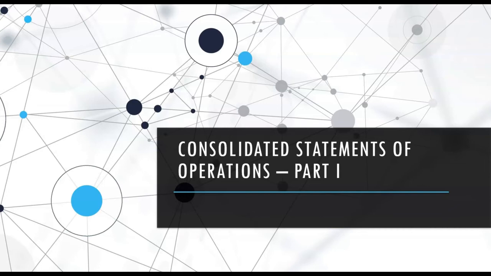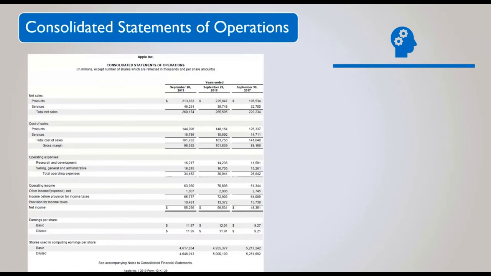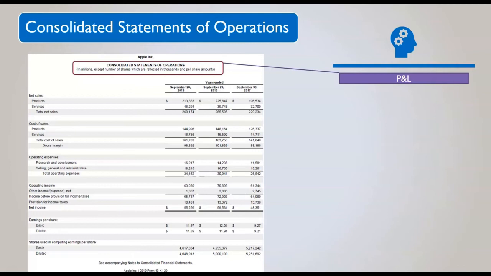Welcome to part 1 of the Consolidated Statements of Operations. Here, we have a copy of Apple Inc.'s Consolidated Statements of Operations, which is also known as the profit and loss statement, or P&L for short. This tells you how profitable the company was during the fiscal year. This includes all of the legal entities and subsidiaries within the Apple organization. And here we can see in the header, they also include that this is presented in millions of dollars.